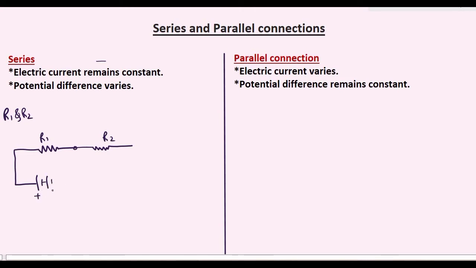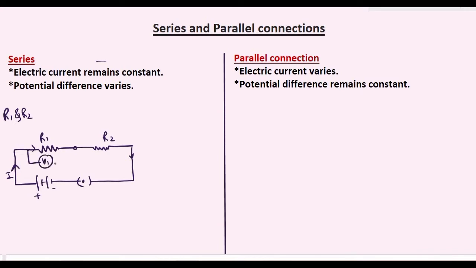We know that a battery has two terminals, positive and negative. The bigger terminal is known as the positive terminal and the smaller end is the negative terminal, and I am connecting this to the switch, and the switch is connected to the resistor R2. We know that the current always flows from the positive terminal of the battery to the negative terminal of the battery, and the current is flowing in the clockwise direction.